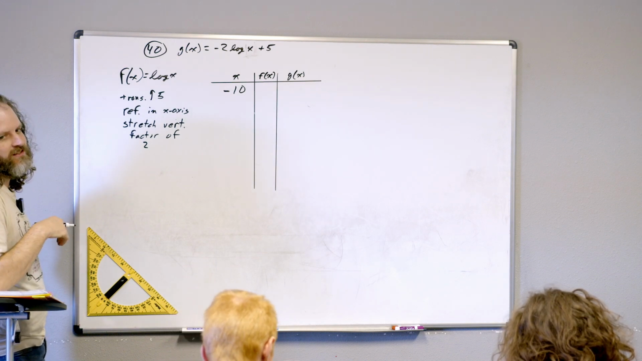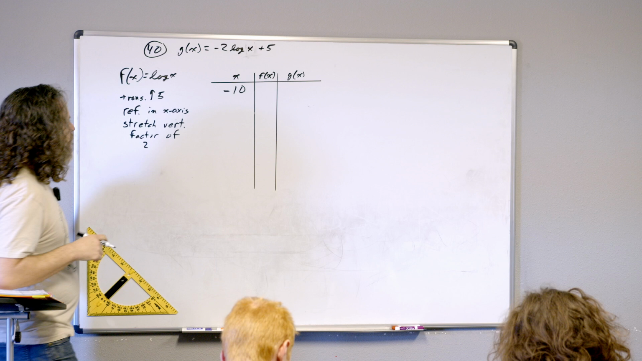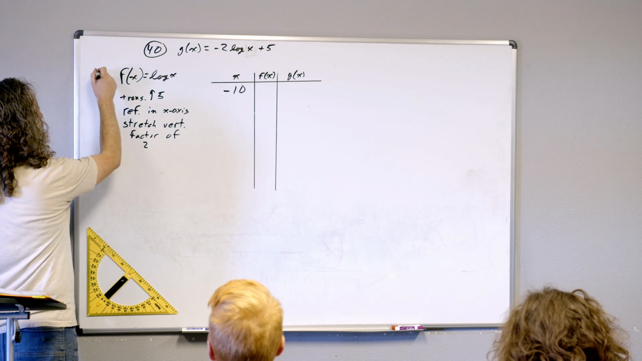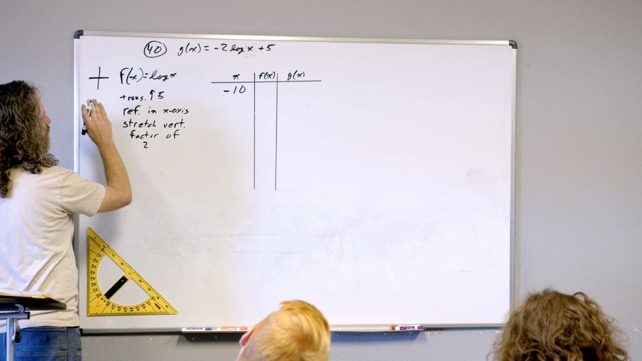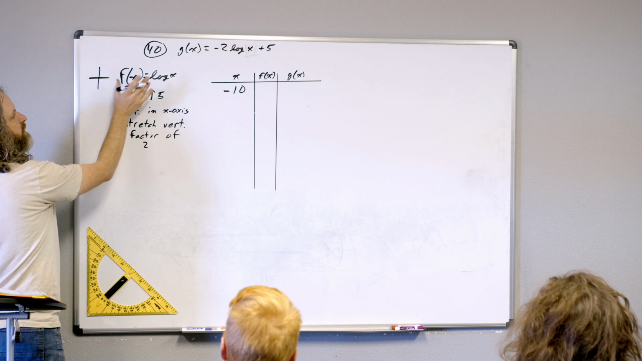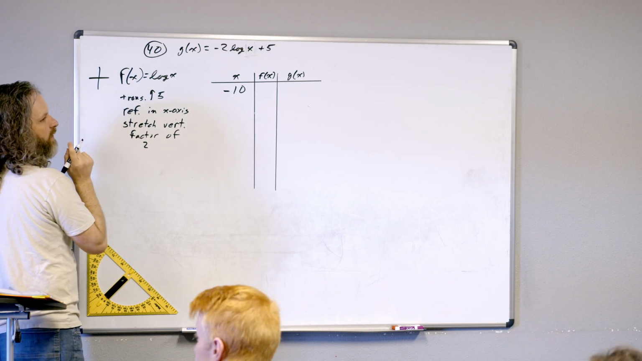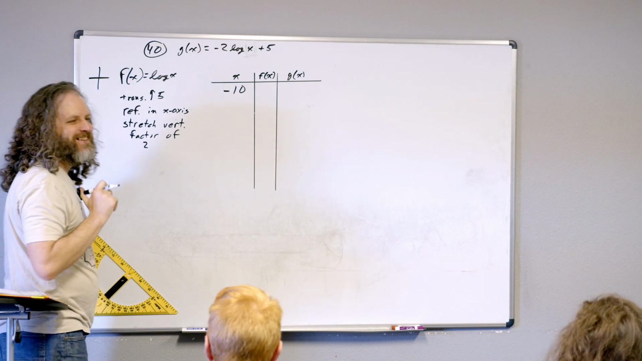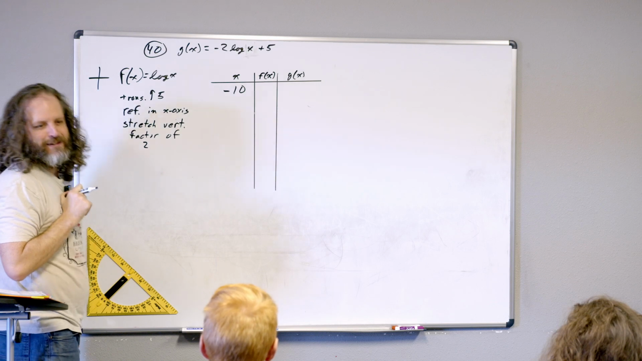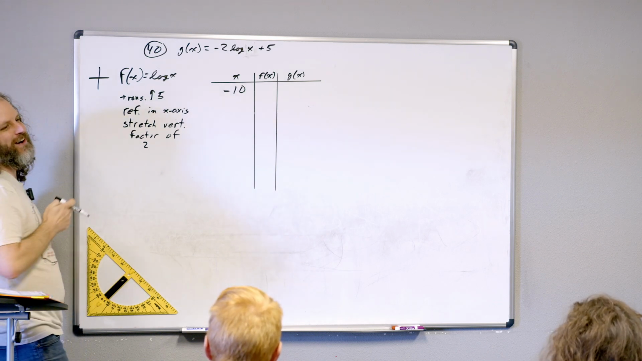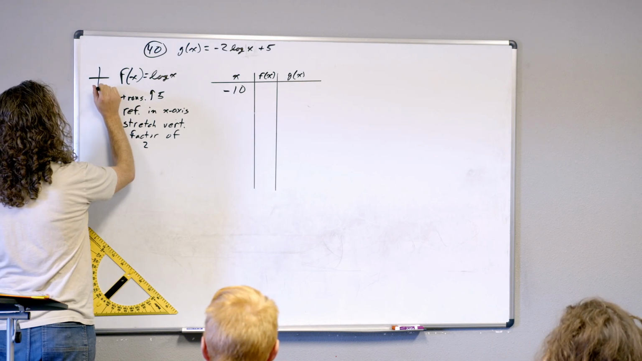Where else does it not exist? The y-axis. What does the parent function look like? If I'm just going to give a rough sketch real quick right here, what does this one look like? Like this. Does it have any asymptotes? It does have an asymptote, a vertical asymptote. Where? The y-axis. And it looks like this.